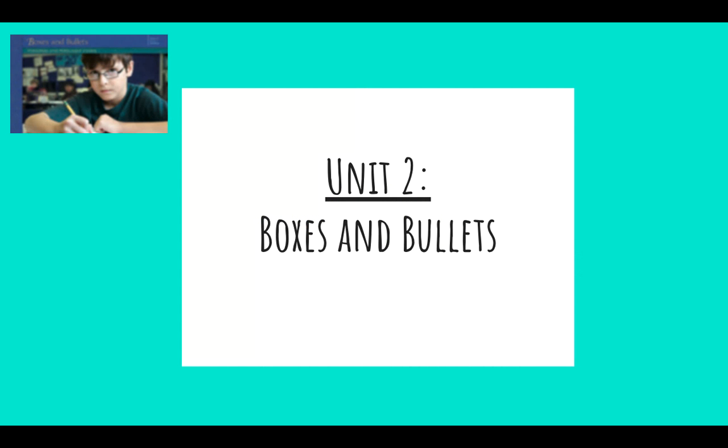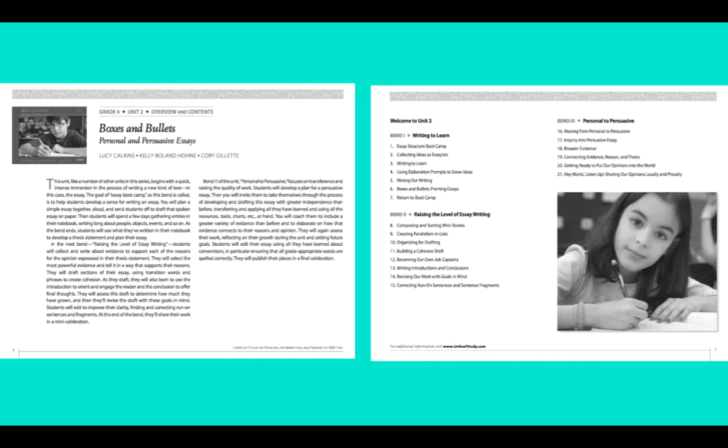Turn to pages 4 and 5. Here you'll see an overview for the second unit in the kit. Unit 2 is titled Boxes and Bullets. Following narrative writing, students move to opinion writing. A summary of this unit is provided on page 4, with page 5 detailing the bends and sessions. There are 3 bends for this unit and a total of 21 sessions. Session names are listed so that you can see teaching points for the unit.